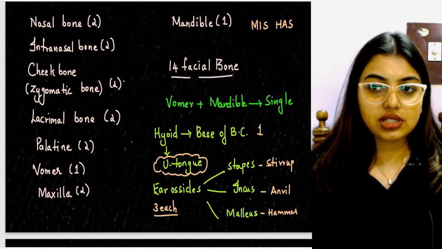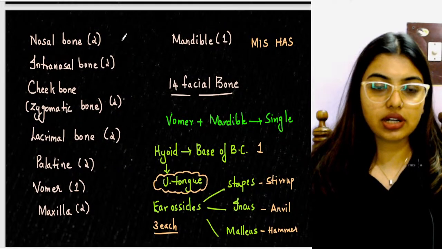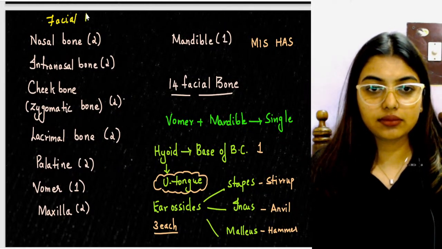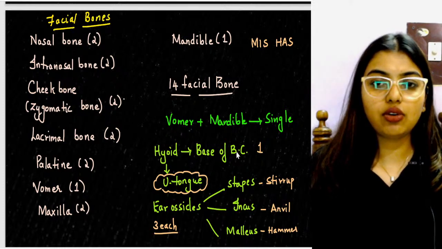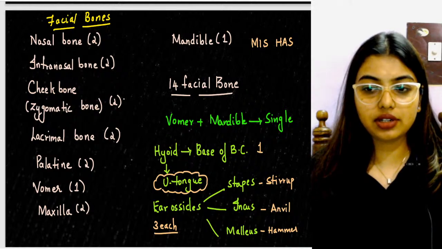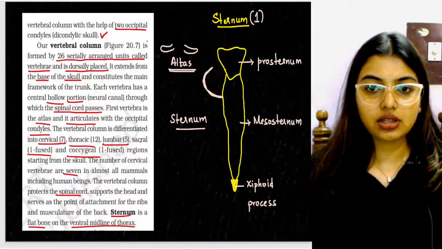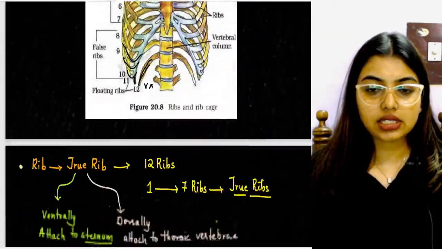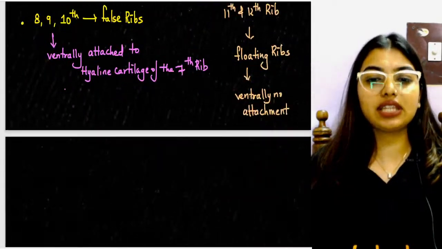Facial bones. I'll just write it here. Facial bones, all 14 of them I've written. Then I've written about all the sternum, cervical, and ribs. So everything is done and dusted, students.